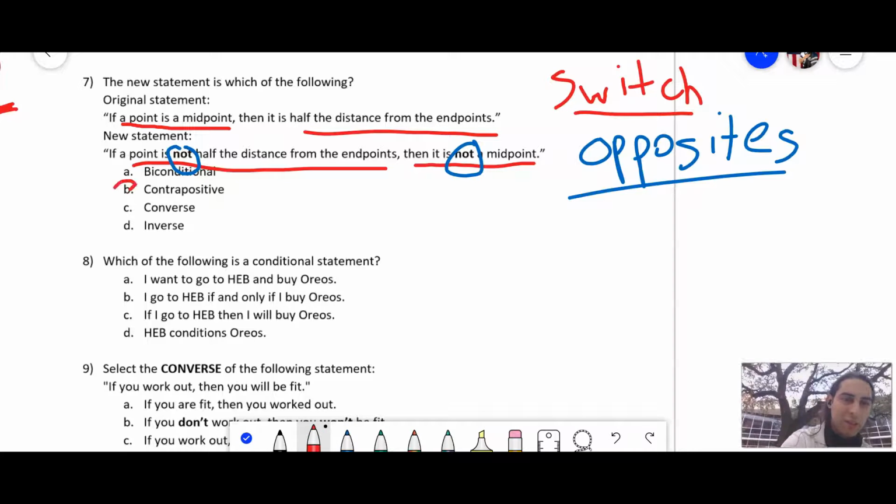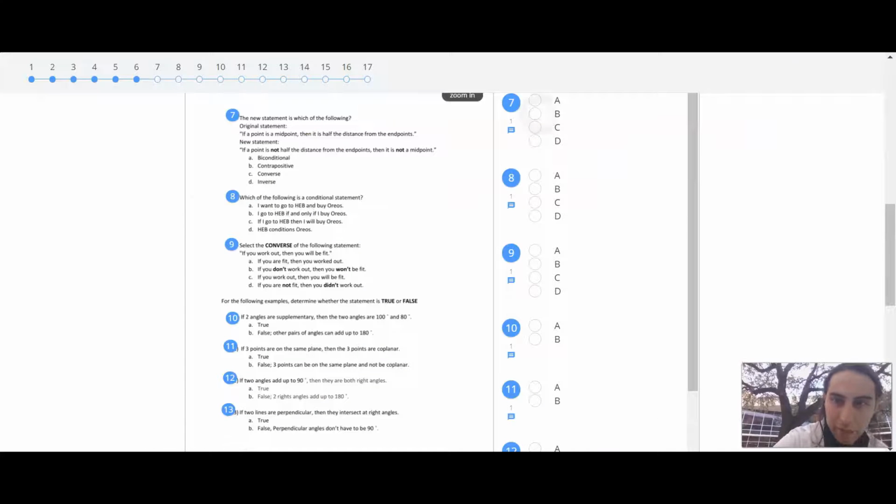It is contrapositive. Contrapositive is a weird long word, and it makes sense you're doing two things. It's the complicated word, so it's a complicated process. You have two steps. You make them opposite and you switch them. So please remember, contrapositive is opposite and switching them. Okay, number 8, which of the following? Oh, and by the way, that's 7B. There we go, 7B.